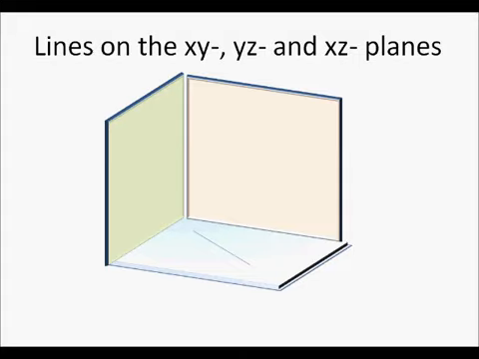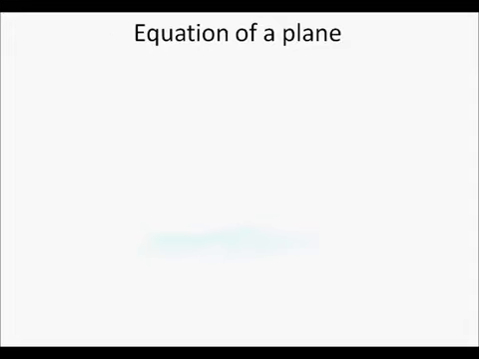A line on the xy plane, this is x, this is y, and this is z. A line on the xy plane will have z equal to 0. So the equation of the line on the xy plane is z equal to 0, and a line on the zy plane is x equal to 0, and this would be a line on xz, therefore y equal to 0. So these are the equations for those lines.